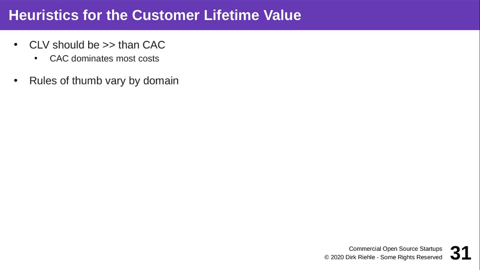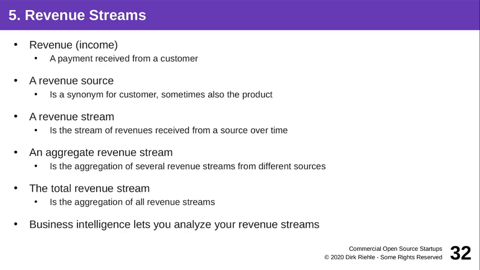So customer lifetime value should be much larger than the customer acquisition costs. And this simplifying heuristic is such because customer acquisition cost dominates the other costs. It is so much higher than retention and growth. So that's why it stands in for costs, at least the majority of costs. And again, specifics vary by domain.